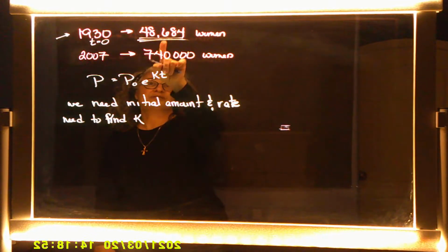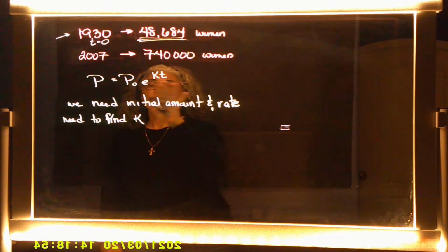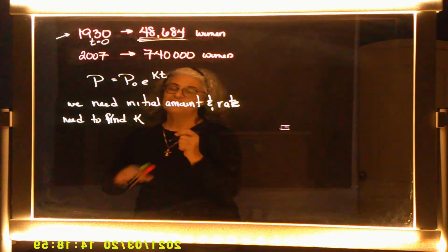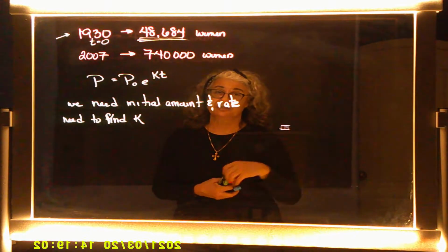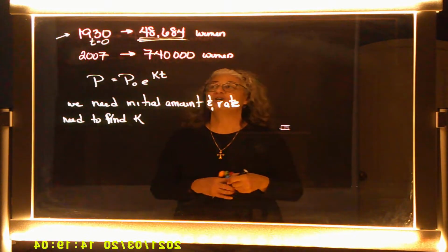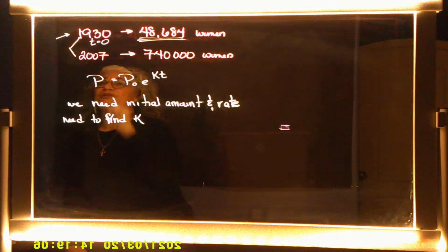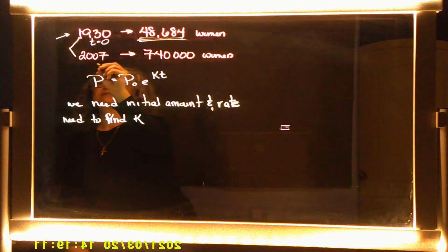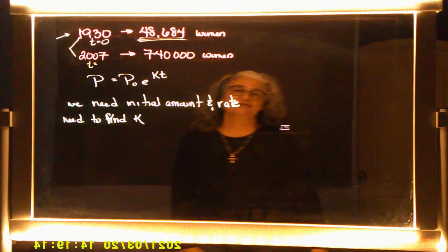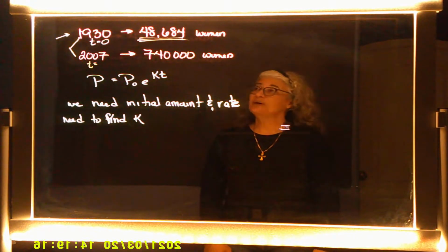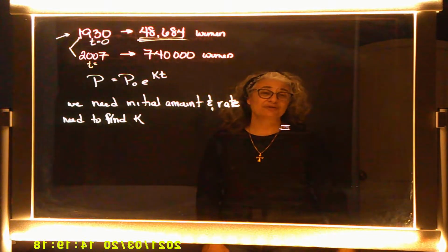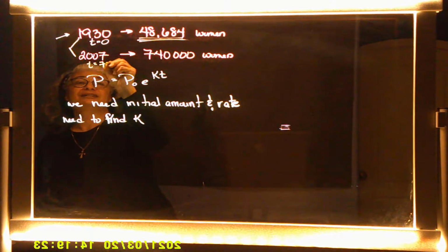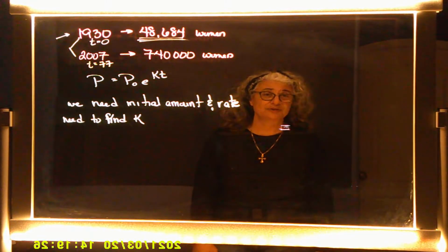All right, so K must be the only variable. We have the initial amount. We said it was that 48,000. What do you think the ending amount and the time is going to be? Yeah, the ending amount is definitely 740,000. But what's the time? Good. The time is between 1930 and 2007, which is, stay off the calculators. How many years is that? You're like, how do you get that so fast? Well, what's 1930 to the year 2000? Good, 70 years. And another 7 on top of that. That's how you can do it so quickly without using the calculator.